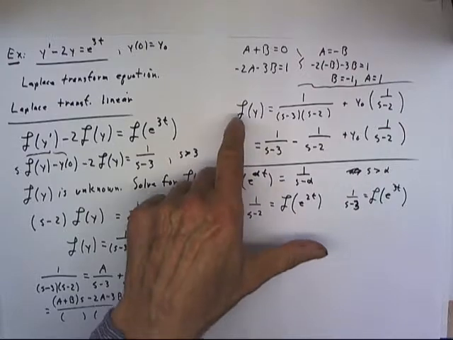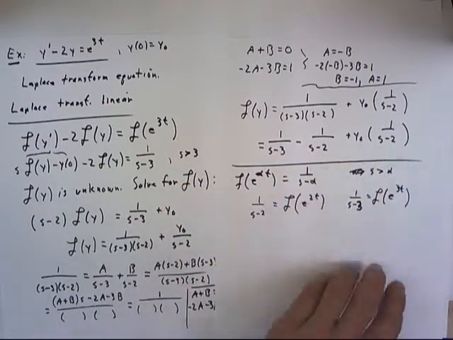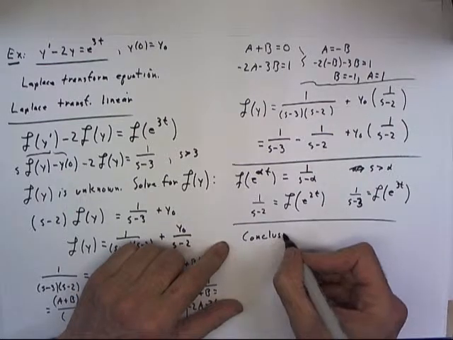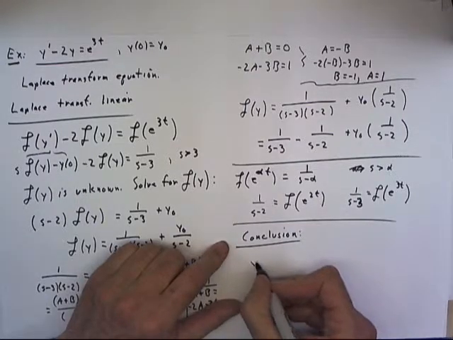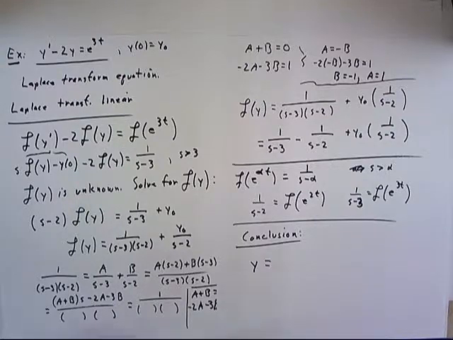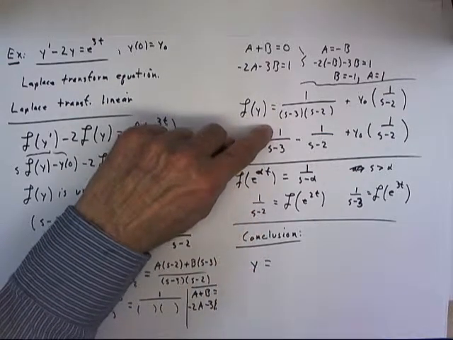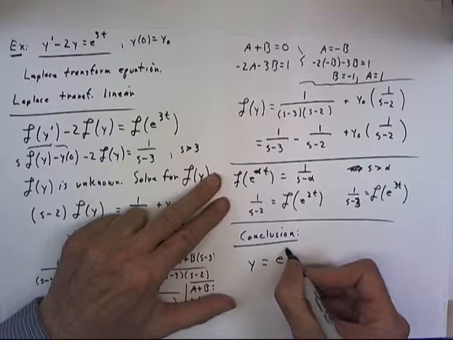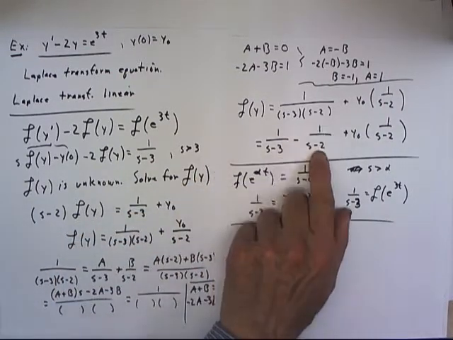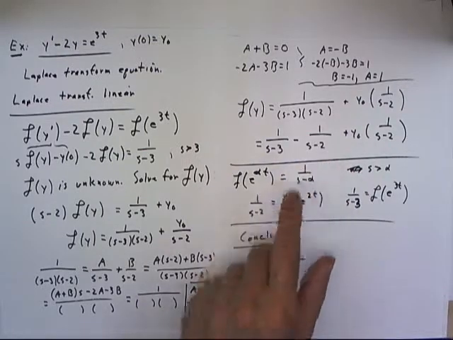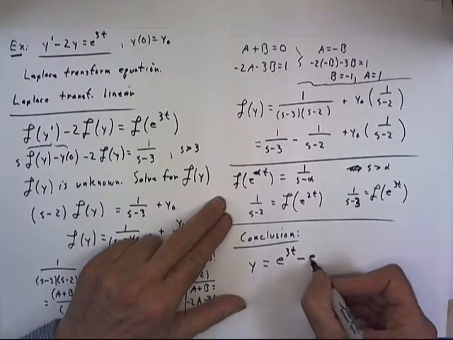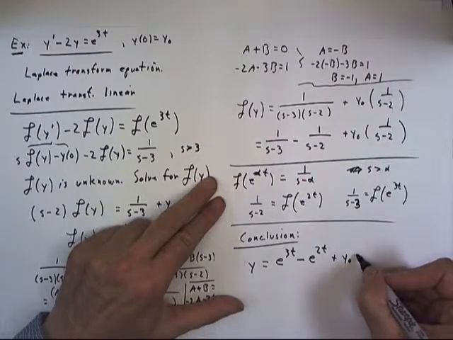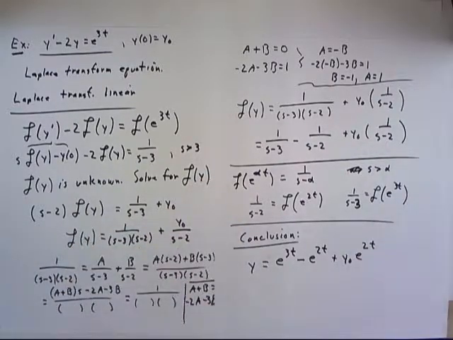When I say then that if the Laplace transform of y is this minus this plus this, our conclusion is that y is whatever is transformed into 1 over s minus 3, which is e to the 3t, minus whatever is transformed into 1 over s minus 2, and that is e to the 2t, plus y naught e to the 2t.